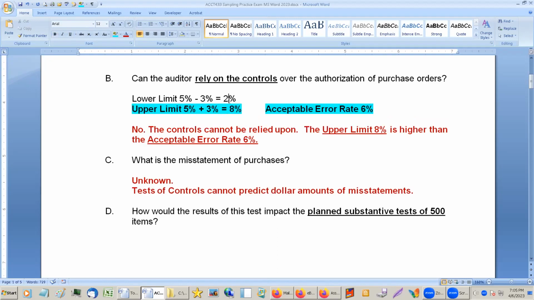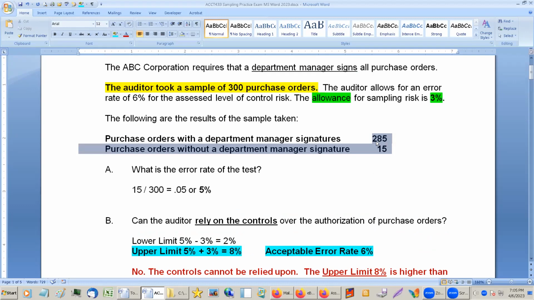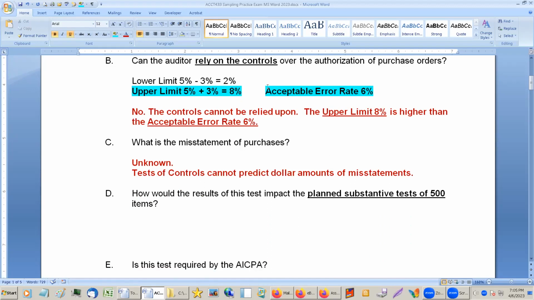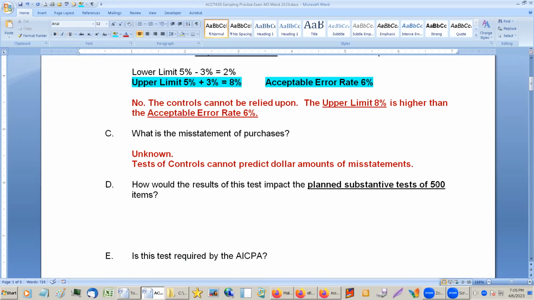So you wanted to rely on these test of controls. So you took 300 items, 300 purchase orders, you looked at them. And if you had been okay with that, you would have used 500 in your substantive testing. But we're not okay with the controls. We took those 300 and it just happened to be that we can't rely on the controls. So we were planning on taking 500 if we could rely on the controls. So what do we have to do? Do we have to take more substantive tests or less? Items, I should say, for substantive tests. For dollar amounts.